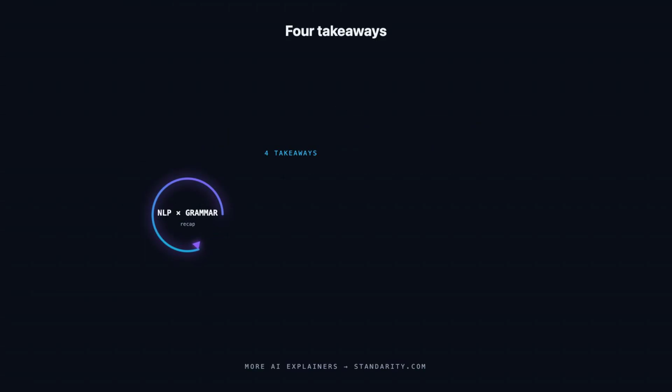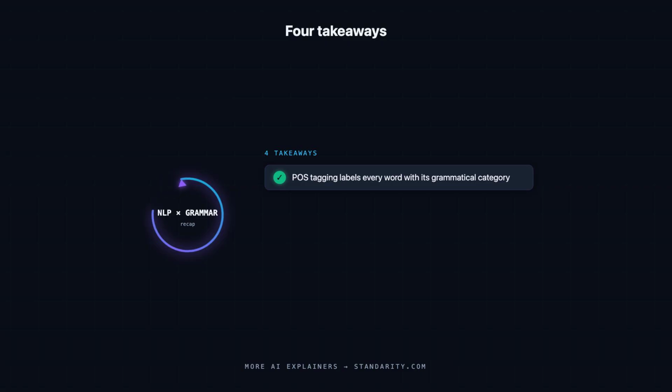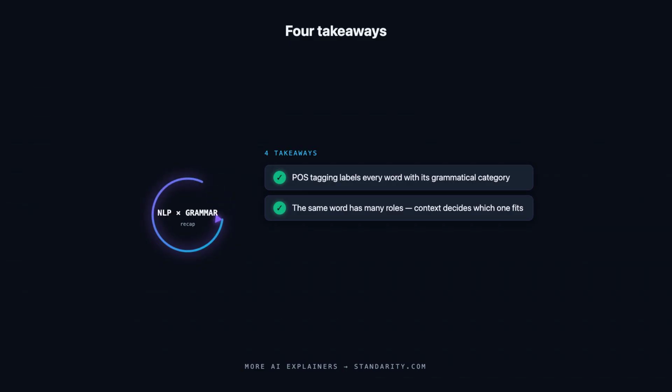All right, 4 takeaways to carry with you. POS tagging labels every word with its grammatical category, from broad classes to fine-grained tag sets like the Penn Treebank. The same word can be several parts of speech, like book, well, or run, so a tagger must read the surrounding context to decide which one fits.